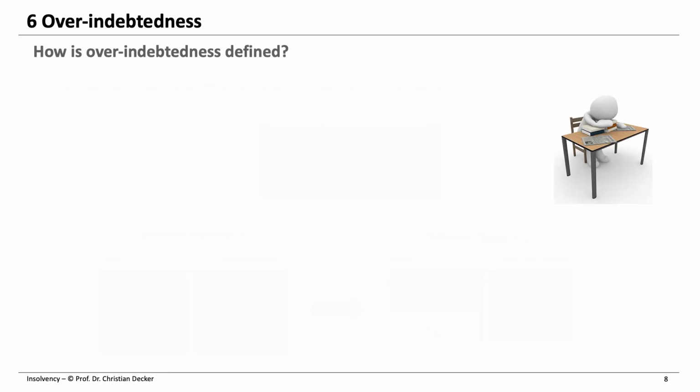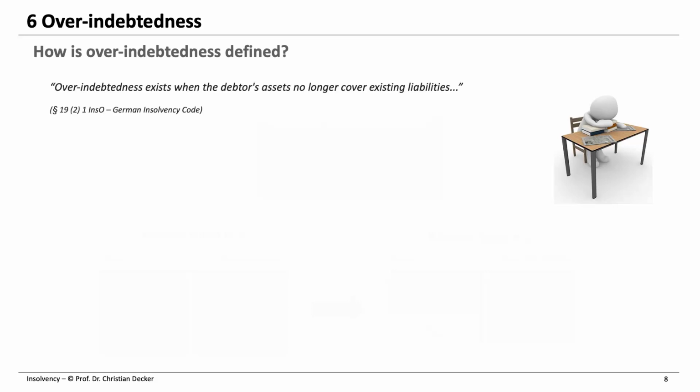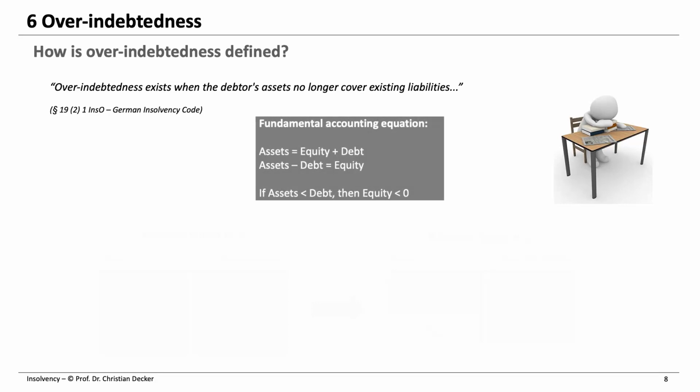How is over-indebtedness defined? Section 19.2.1 of the German Insolvency Code stipulates this. Over-indebtedness exists when the debtor's assets no longer cover existing liabilities. The definition thus implicitly ties in with the fundamental accounting equation. Assets are equal to equity plus debt, or assets minus debt are equal to equity. This means that if the assets are lower than the liabilities, then the equity is lower than 0.